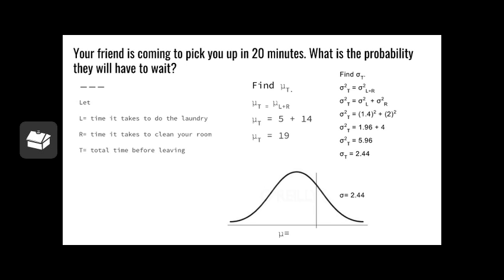First, we need to combine the means. We used the formula on one of the previous slides to see that the combined mean is 19. Next, we have to find the combined standard deviation for the two. We also used the formula from the previous slide to find that the combined standard deviation was 2.44. We put both of these on a new normal curve.